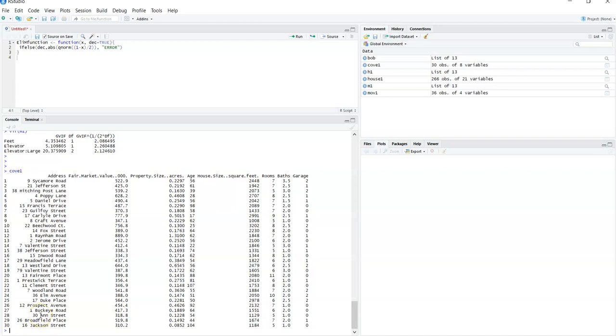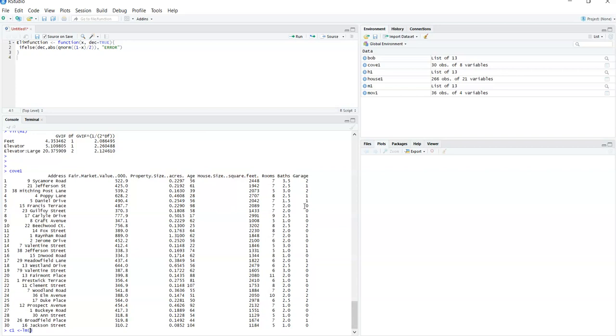I think it's a neighborhood in Upper New York. What you have is the fair market value of the house, and you have all these potential input variables: the property size in acres, the age of the house, the square footage of the house, rooms, number of baths, and garage. So again, my model fitting technique is pretty simple. This would be Cove, so I'm going to call it C1 for Model 1. I'm going to throw everything in there.